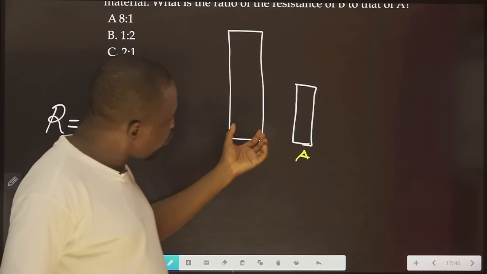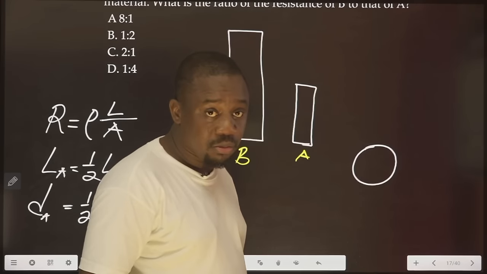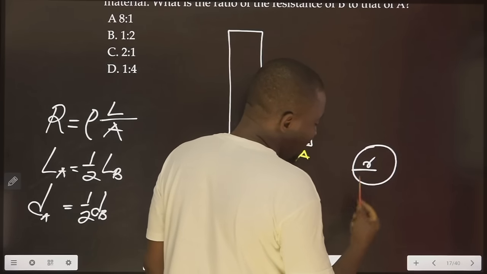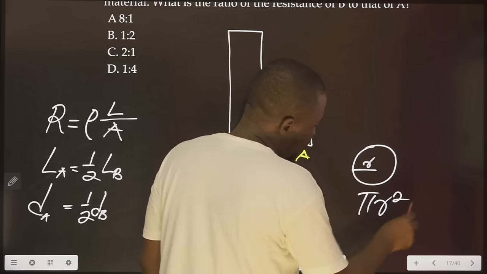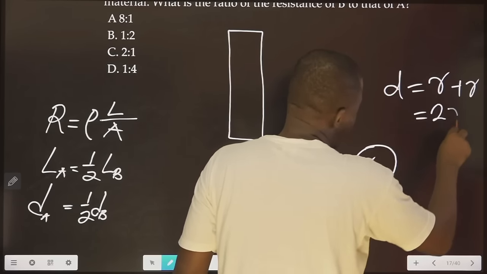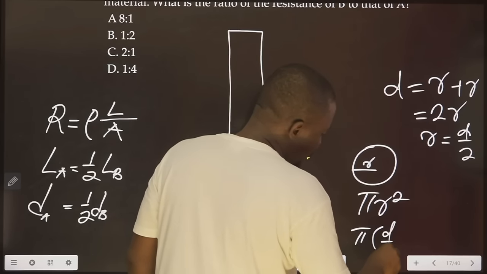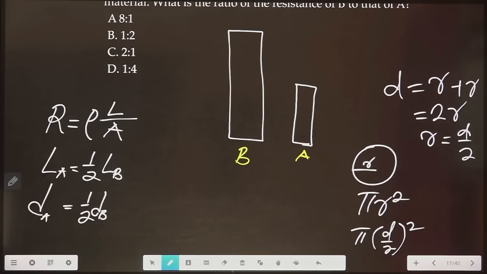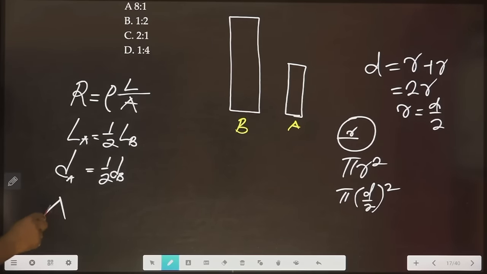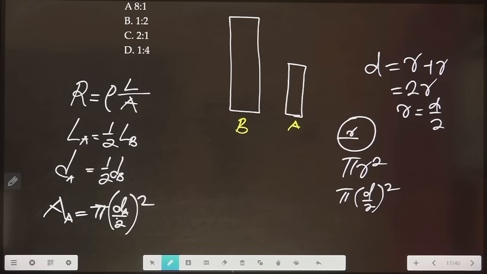I want to ask you, if this is a wire, let's say it's a big wire, what is the area of a circle? This is the radius. It's always pi r squared. But what is the radius? Radius was not given to us. Diameter is always radius plus radius, which is 2r. To get radius, you agree with me, radius is diameter over 2. So here, we can put d over 2, then square it to replace the radius. So the area of A is equal to pi r squared, and instead of r squared, I will write dA over 2 squared. This is the area of A now.